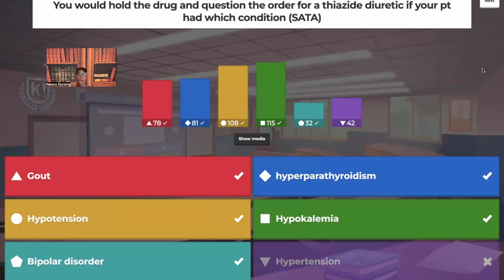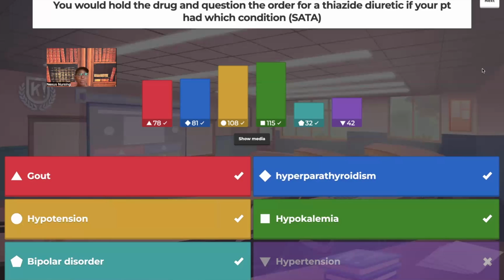Okay, good. All right, next, hypotension. Why would we withhold the drug and call the healthcare provider if the patient was hypotensive? Well, we're giving a thiazide diuretic to bring down the blood pressure because we know the more you urinate, the more fluid you get rid of. The more fluid you get rid of, the less pressure against the vessels. The less pressure against the vessels, the lower your blood pressure.